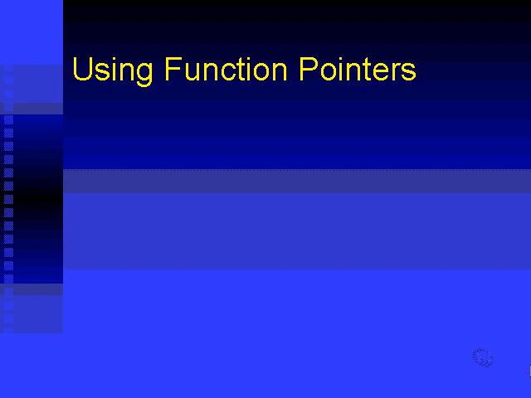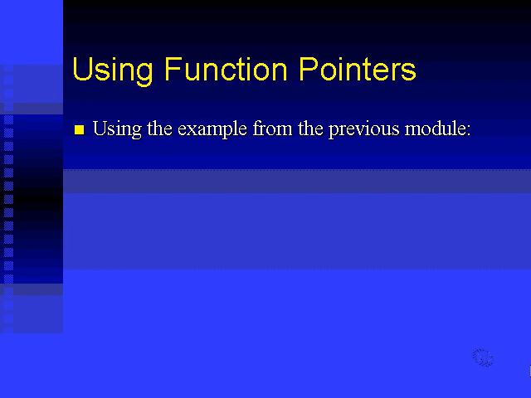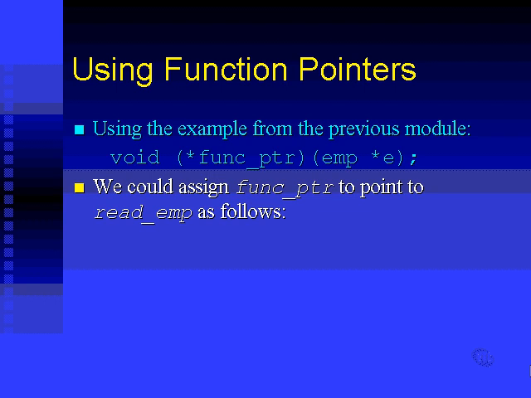Now that we've seen how to declare a function pointer, let's see how we actually go about using one. Let's use our example from the previous module. Remember this function pointer? We should be getting used to the sight of it by now. We could assign this particular function pointer to point to reademp. Remember reademp, which was going to read in a single employee, as follows.